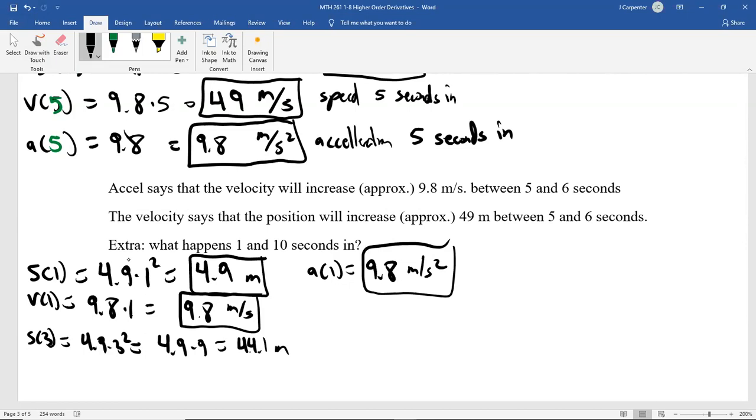So the position is going to keep increasing in a quadratic form. The velocity, 3 seconds in, would be 9.8 times 3, which is 29.4 meters per second. And the acceleration 3 seconds in is just 9.8.